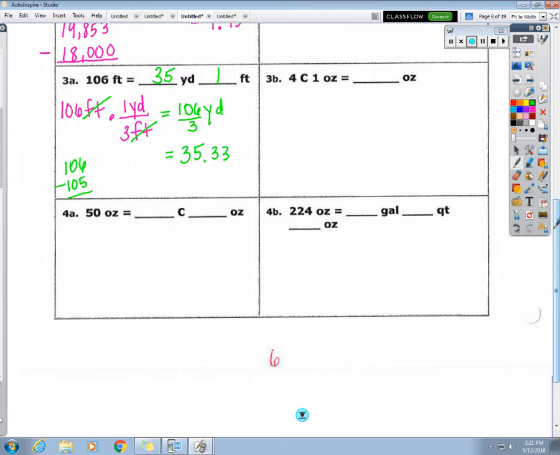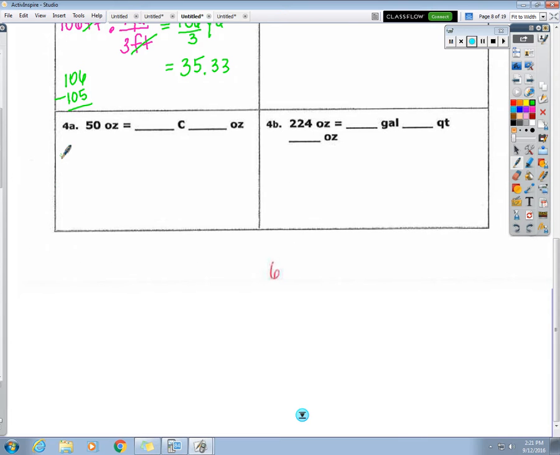Okay, 4A, 50 ounces to cups. So we start out with 50 ounces, and we're trying to make it to cups. What do you know about those two? 8 ounces is 1 cup. Right, this chain didn't have to be very long. So we cancel out ounces with ounces, and that leaves us with 50 times 1 cup, so 50 cups, but over 8. So we've got to divide it. What's 50 divided by 8? So we have 6 full cups and then a quarter cup left over.